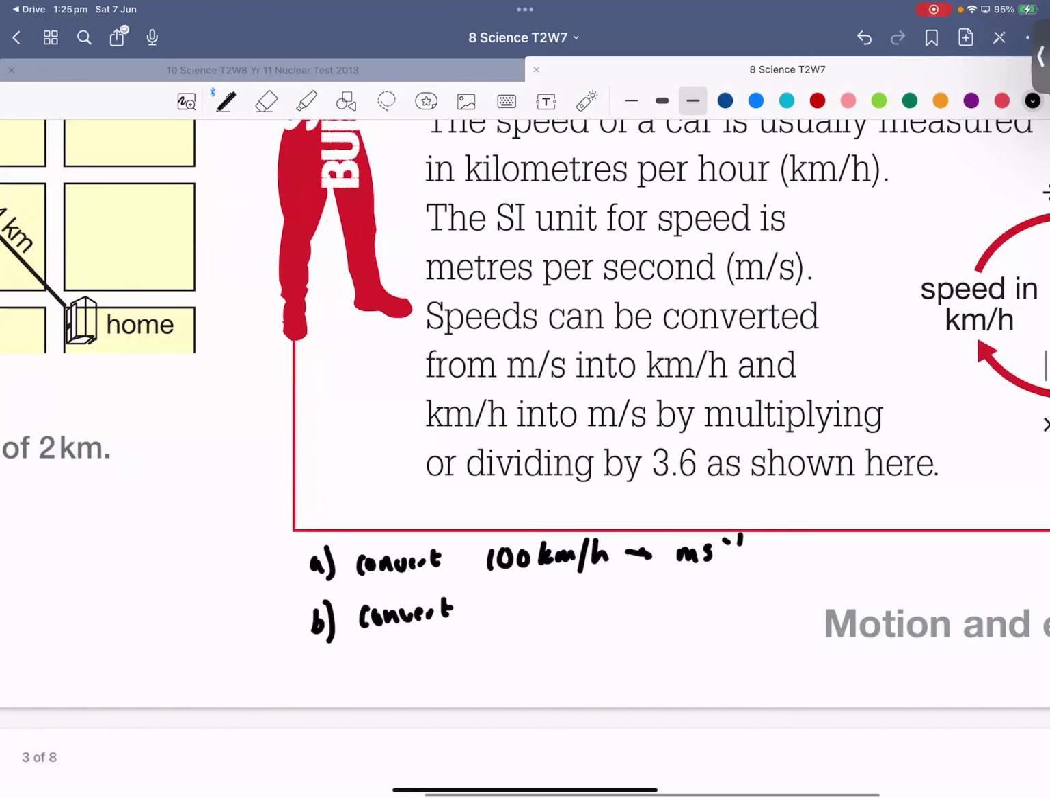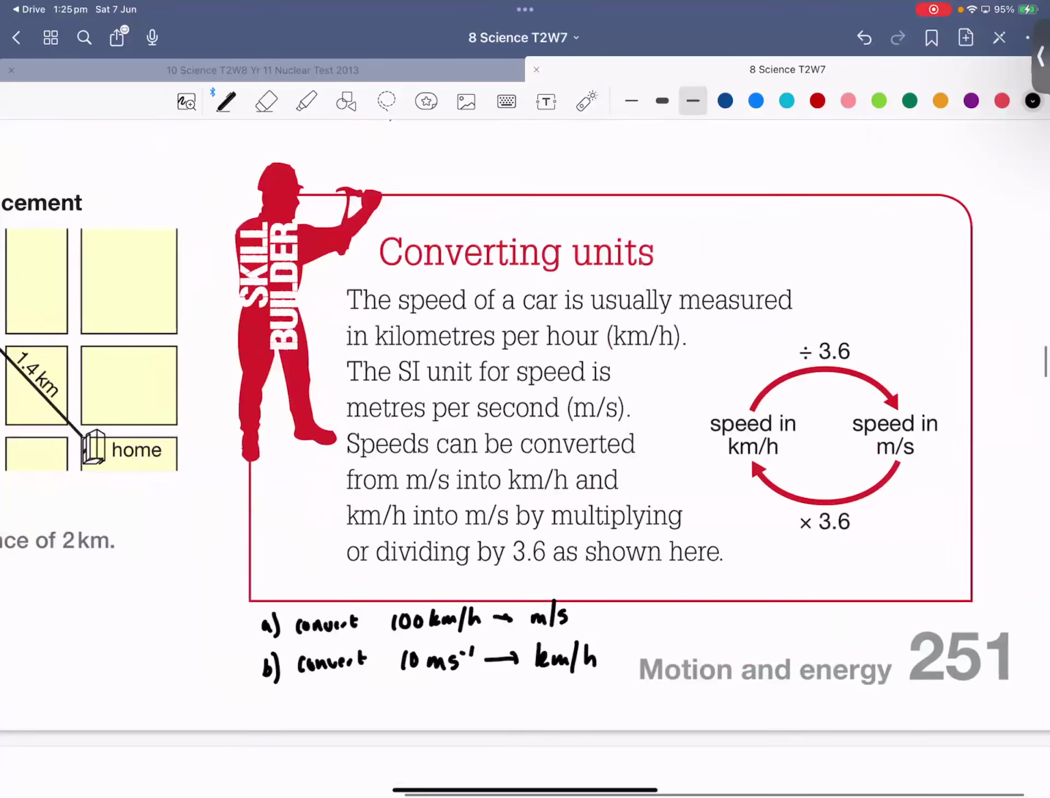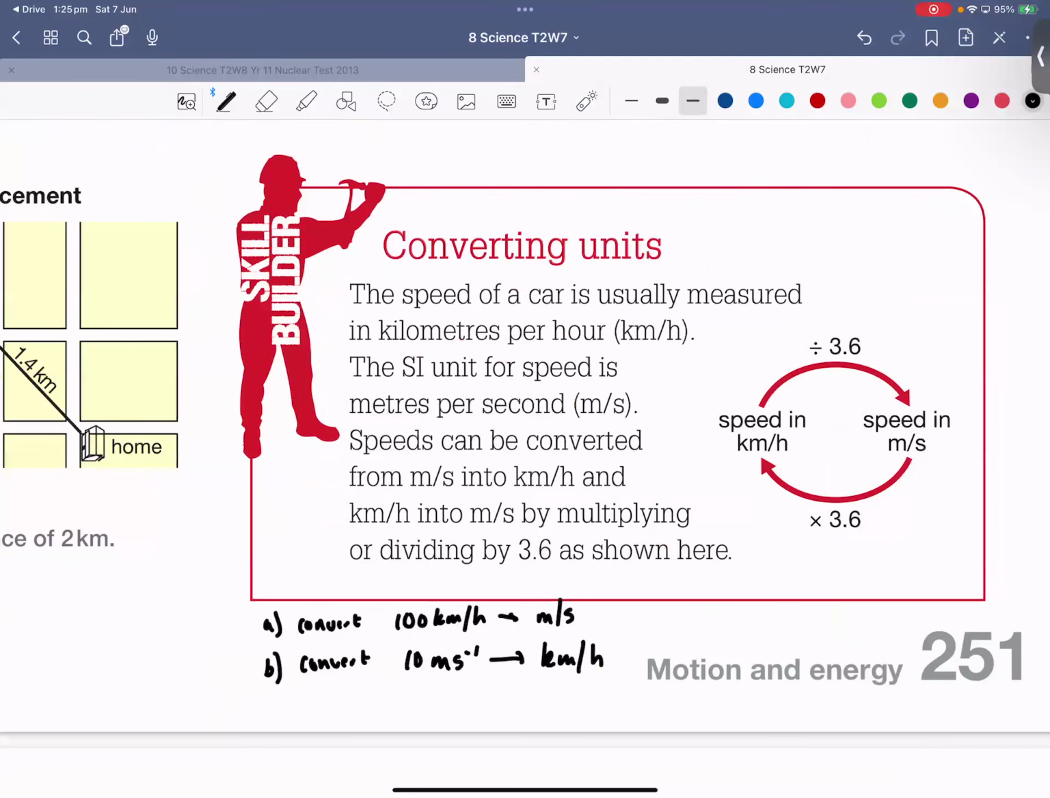Meters per second. Guys, have a read of this. I will be back, and do the 2 questions I said.